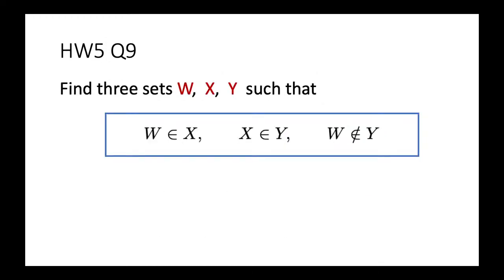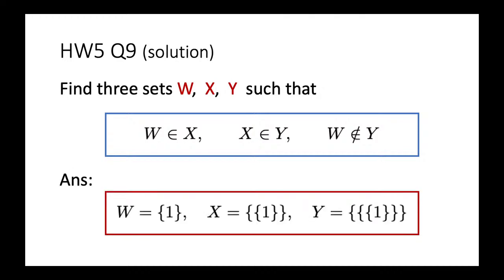Okay, and then we have another question. We want to find three sets W, X, Y, such that W is an element of X, X is an element of Y, and W is not an element of Y. Now notice that this question is actually super simple. It just wants to make sure that you understand the difference between the notation element and the notation subset. If this is changed to subset, so if I know that W is a subset of X, X is a subset of Y, then we must have W is a subset of Y. But for element, it's not true.